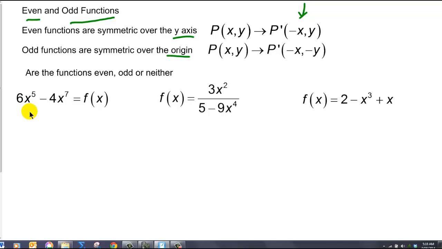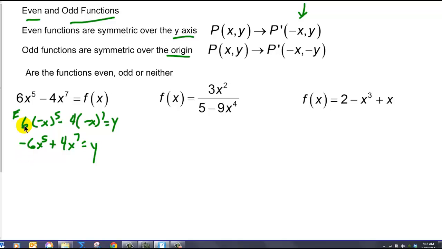So we plug in, and let's just go for even first. For those even functions, we want to plug in a -x. So I get 6 and -x to the 5th, minus 4 and -x to the 7th is equal to y. See if that's going to be true. We get -6x to the 5th here, and that's going to end up being a positive 4x to the 7th here is going to equal y. There's no way I get that back to my original, so that's not even.